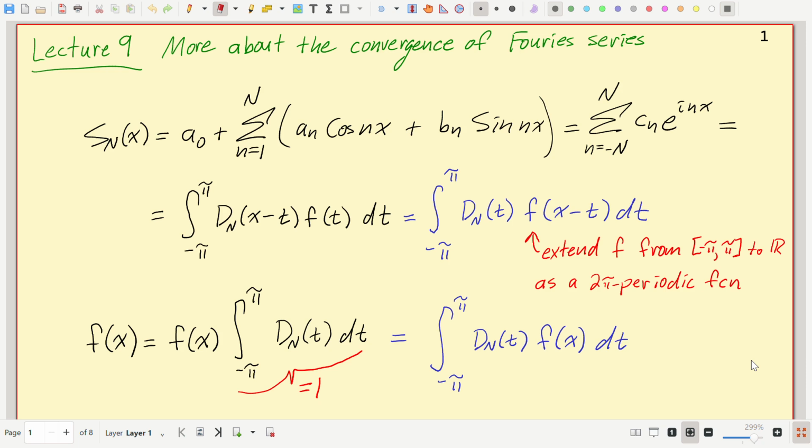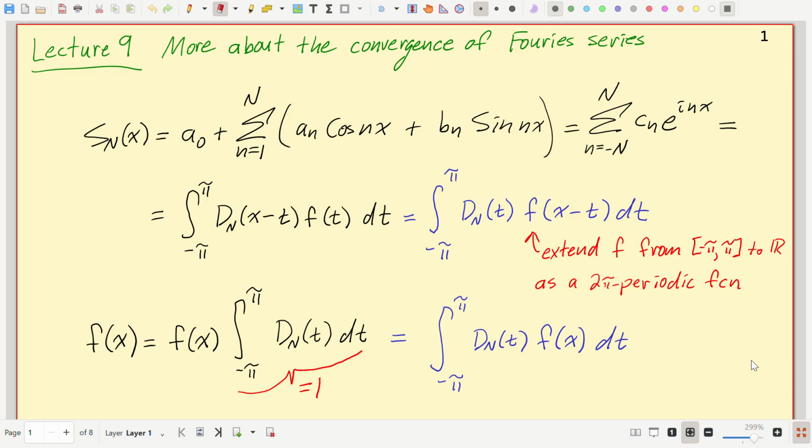And then, if I don't have an f that's 2 pi periodic, I can always extend my f as a 2 pi periodic function. Then I have a 2 pi periodic function, and I can do a change of variables. I let tau be x minus t, and did a change of variables and got a better way to write that thing with a D_n of t. That's what I wanted.